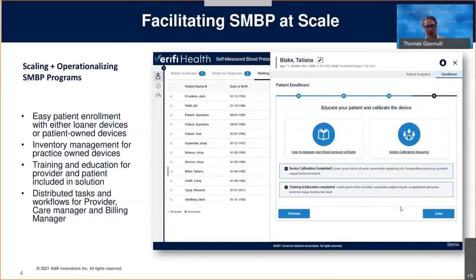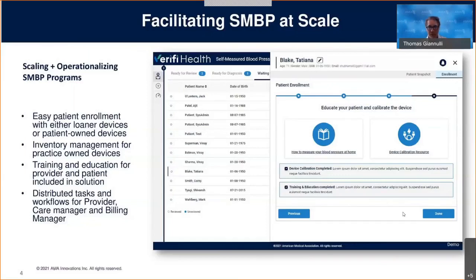All right, the next point I want to mention that is another challenge is operationalizing and scaling. And this has to do with a lot of administrative overhead that is encompassed in the process of building an SMBP program. And so easy patient enrollment, either with loaner devices or patient-owned devices, is something that should be automated and simplified. And you can see on the screen here, there's a couple ways you can do that. You can also have inventory management built into the solution, so you can allow your practice to have a pool of devices and then give them to patients and track where those patients are. So when they come back into the pool, you can then redistribute them. Those are some of the key issues around administrative overhead that we've built in and thought about as you go through this process.